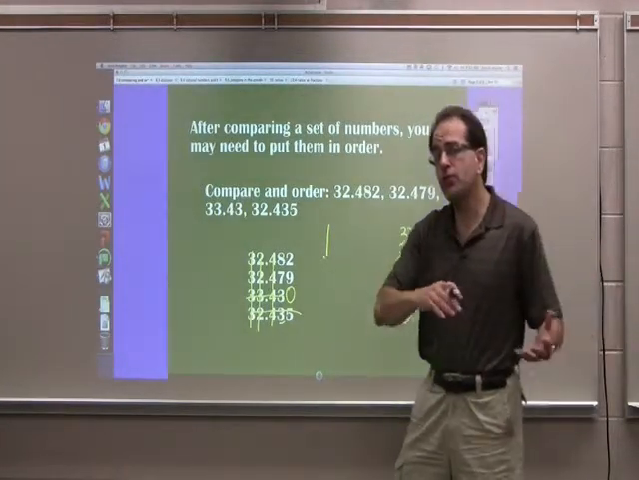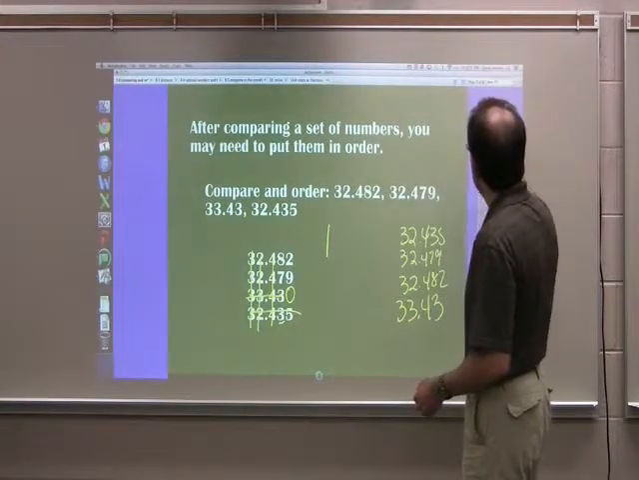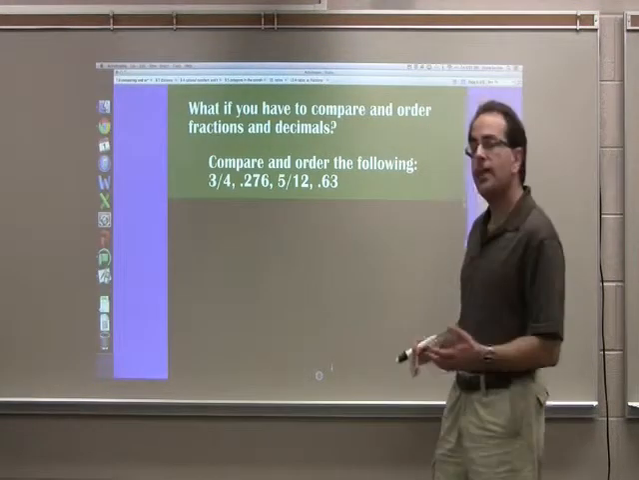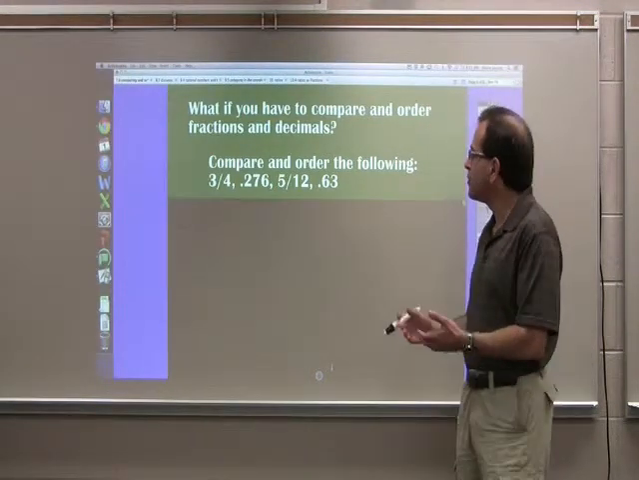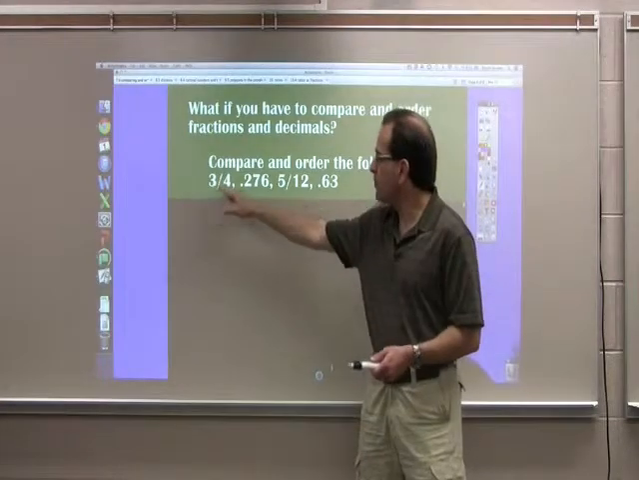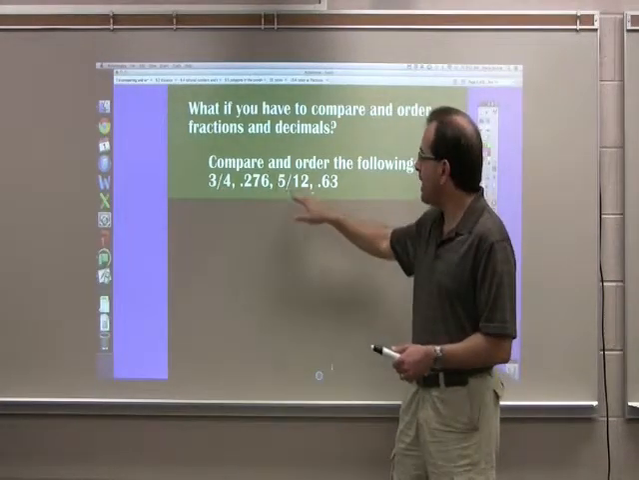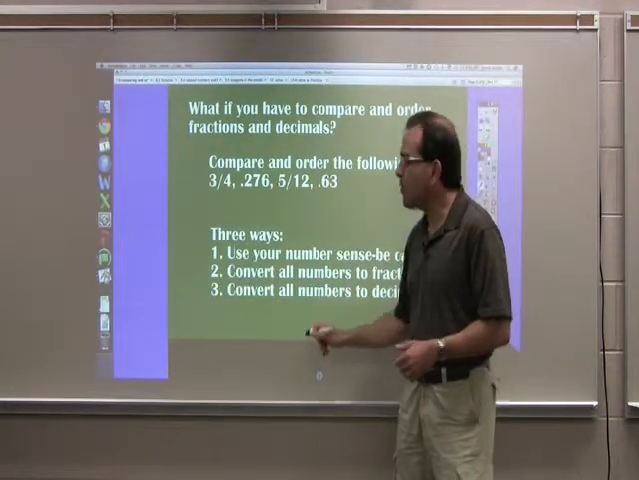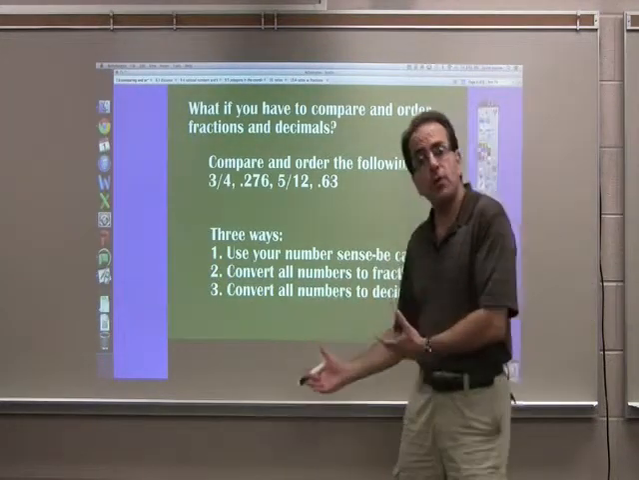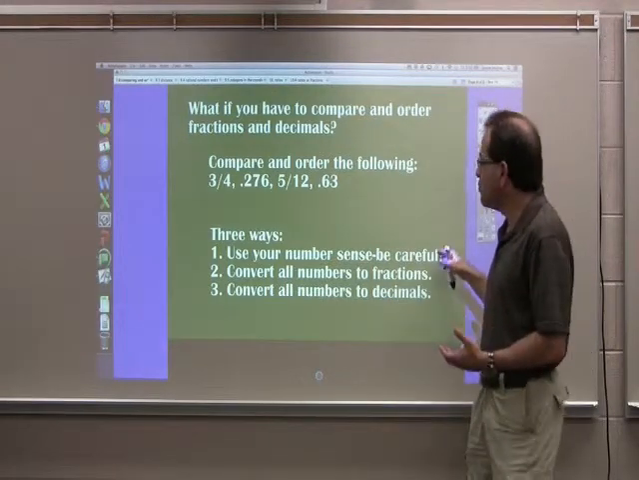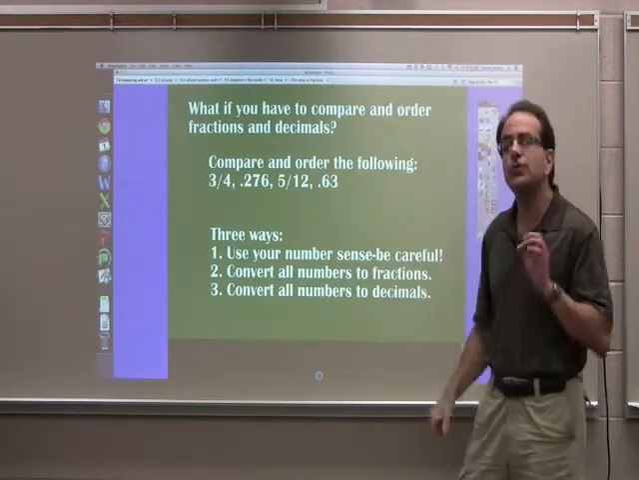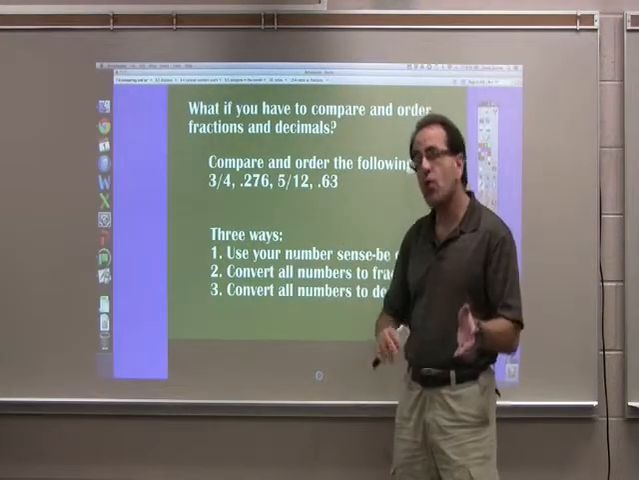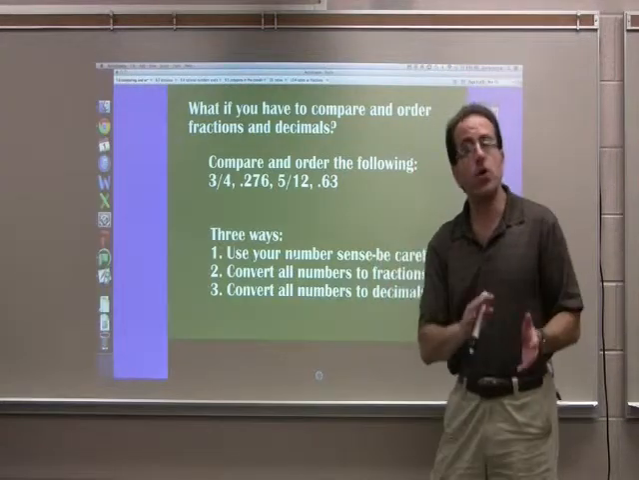Now, what happens when we introduce fractions into this? Let's take a look. So now we've got a mixture of decimals and fractions, and there are a few ways to do this. First of all, we have 3/4, 276 thousandths, 5/12, and 63 hundredths. Okay, there are 3 ways to do this. Perhaps there are more, but right now we're going to talk about 3 ways. First, you can use your number sense, but you want to be careful. Unless you have a really good, firm grasp of what these values or their estimated values are, you might want to stay away from that.